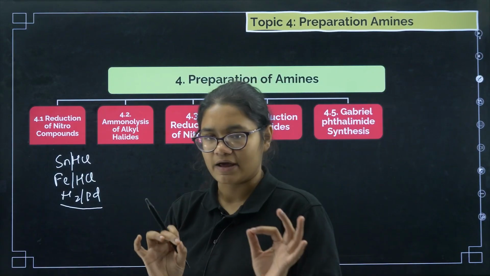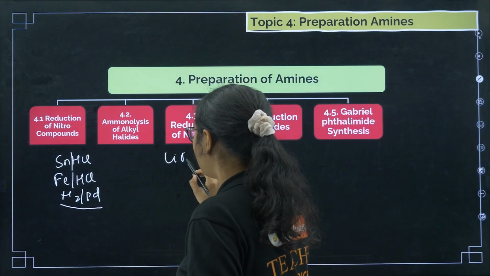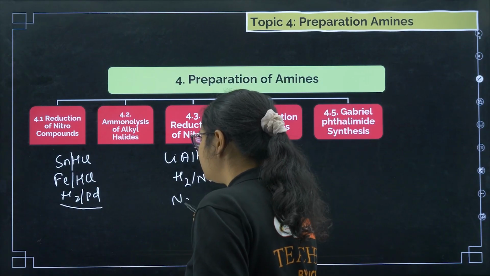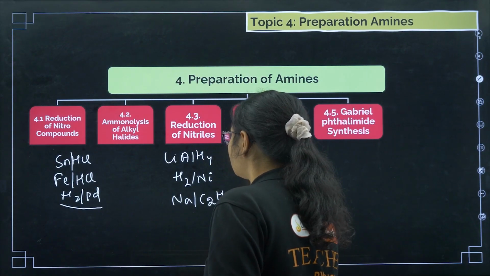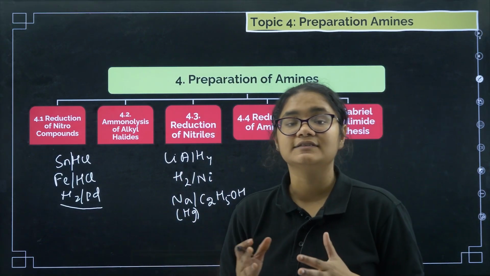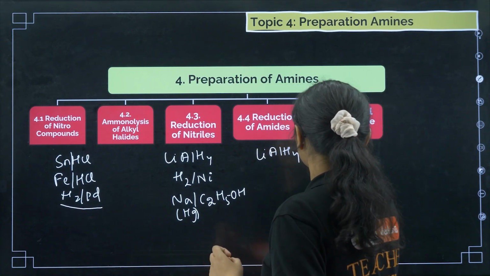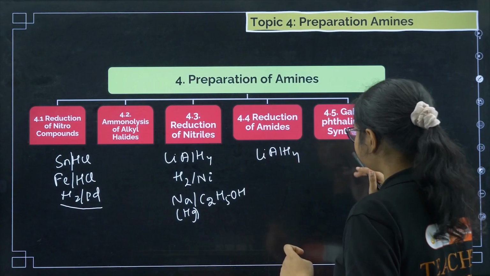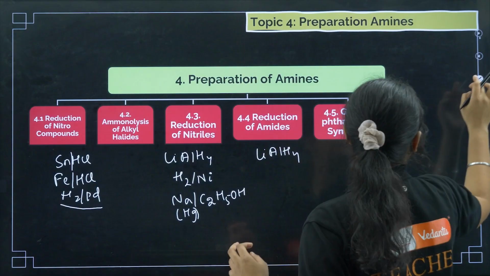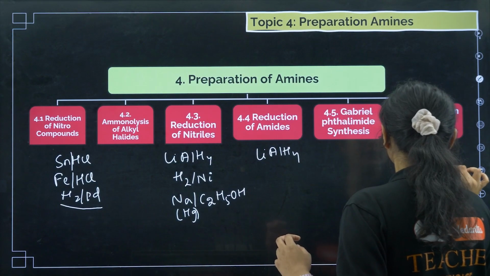Ammonolysis of alkyl halide, simple RX plus ammonia. Reduction of nitriles, RCN. Here also we had 3 methods, LiAlH4, okay, H2 nickel or H2 palladium is also fine. This is something which I usually forgot when I was studying: sodium amalgam with ethanol. Next, reduction of amides, RCONH2, what will be there? Here simple, LiAlH4. Then Gabriel phthalimide synthesis is for your primary amines, right? And there was one more, right? 1, 2, 3, 4, 5. Okay, Hoffmann bromamide degradation, Br2 in presence of KOH.